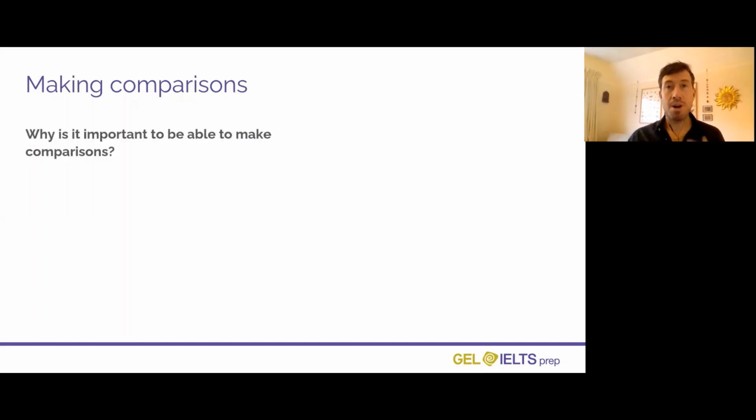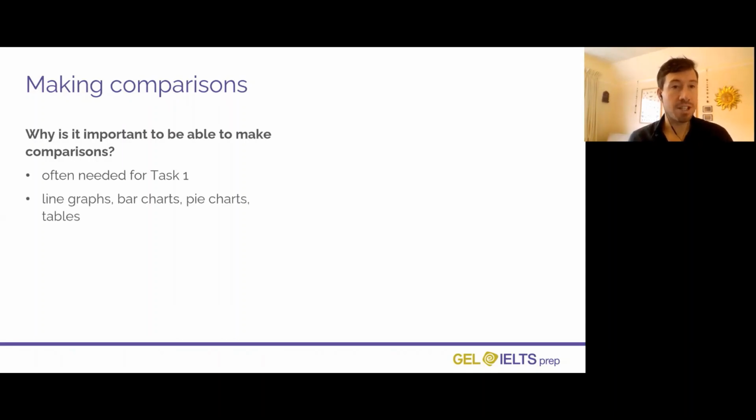So it's important to think, why is it important to be able to make comparisons in the writing task 1? Well, you need it nearly for every writing task 1. Most of the time you need it. The only one where you might not need it is in processes, but a lot of the time you need it, particularly for graphs and charts. So as we say here, line graphs, bar charts, pie charts and tables, these can all be used to make comparisons.